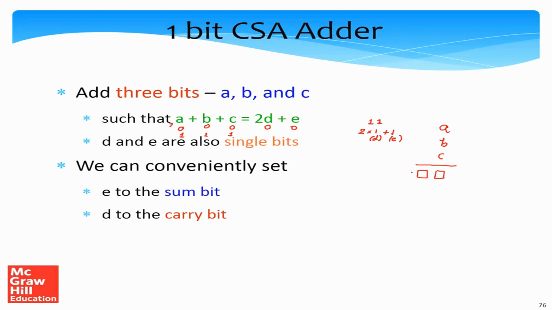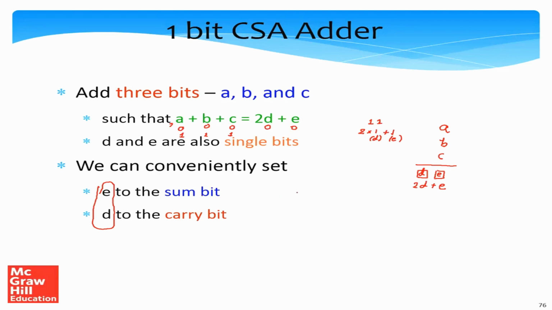Let's say we conveniently set, in the 2-bit number, the left bit as the carry bit and the right bit as the sum bit. So you set this bit to D and this bit to E, then the value of this number would be equal to 2D plus E, which is exactly what we need. So in the case of a 1-bit CSA adder, D and E can be computed as follows: D can be the carry bit, the more significant bit, and E can be the sum bit, the lesser significant bit.